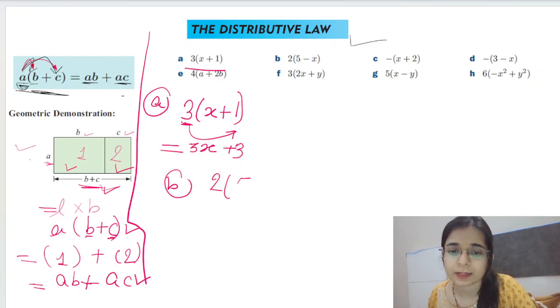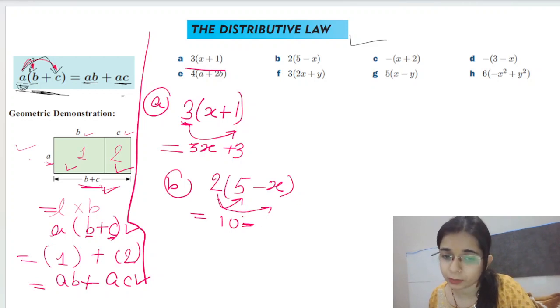2 is getting multiplied by 5 minus x. So when you multiply the outside term with the first term, 2 multiply 5 is 10, and when you multiply 2 with the other term, 2 is getting multiplied here by minus x, so we are getting minus 2x here. So the answer is 10 minus 2x.